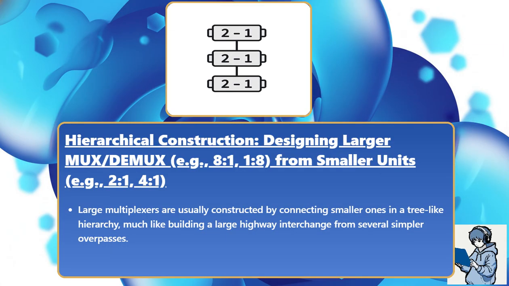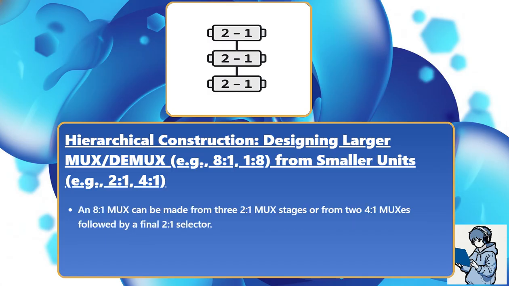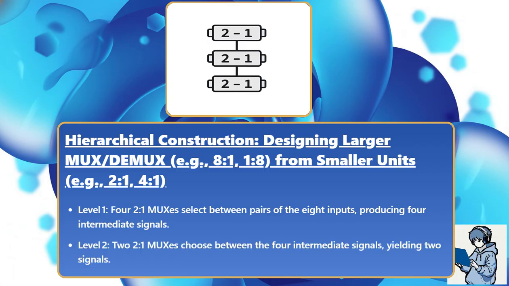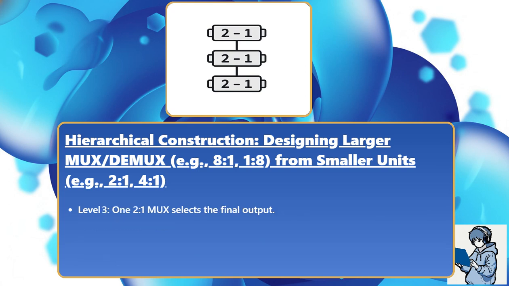Large multiplexers are usually constructed by connecting smaller ones in a tree-like hierarchy, much like building a large highway interchange from several simpler overpasses. An 8-to-1 MUX can be made from 7 2-to-1 MUX stages, or from 2 4-to-1 MUXs followed by a final 2-to-1 selector. Method 1, binary tree of 2-to-1. Level 1, four 2-to-1 MUXs select between pairs of the 8 inputs, producing 4 intermediate signals. Level 2, 2-to-1 MUXs choose between the 4 intermediate signals, yielding 2 signals. Level 3, 2-to-1 MUX selects the final output.